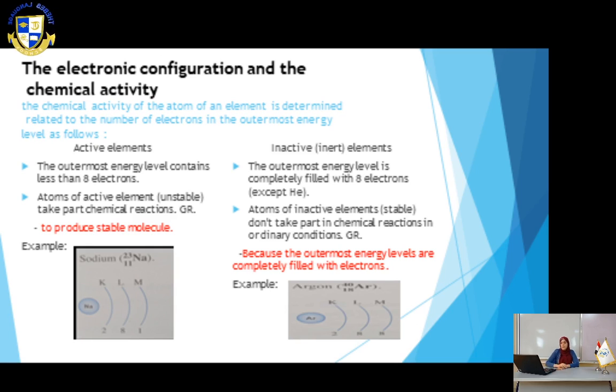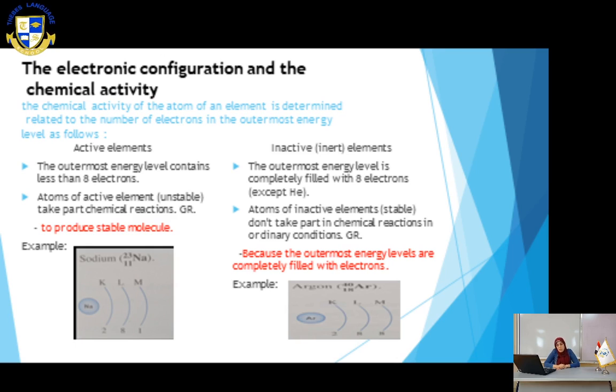Slide 13. Electronic configuration and the chemical activity. We have two types of atoms: active atoms and inactive atoms. For active atoms, the outermost energy level holds fewer than 8 electrons, while for the inactive element, its outermost energy level is completely filled with 8 electrons, except helium that is completely filled with only 2 electrons. Atoms of active elements are unstable. They take part in chemical reactions to produce a stable molecule.